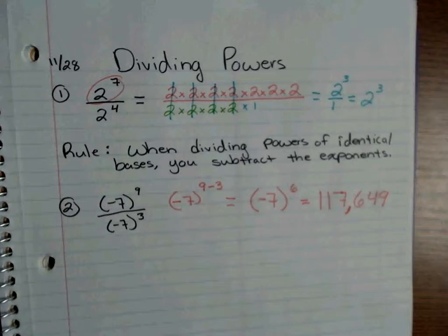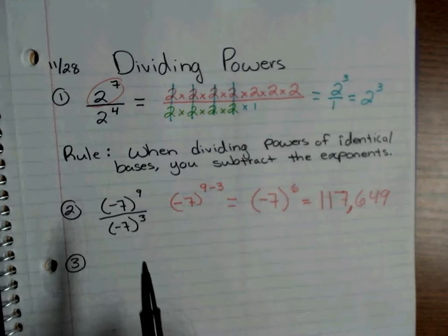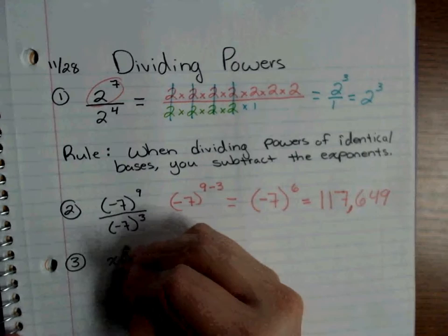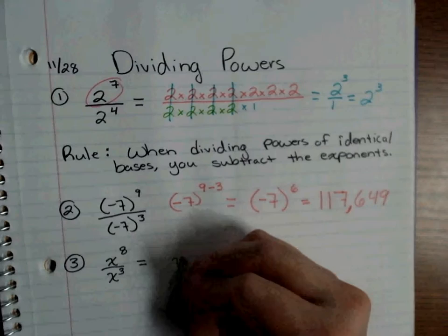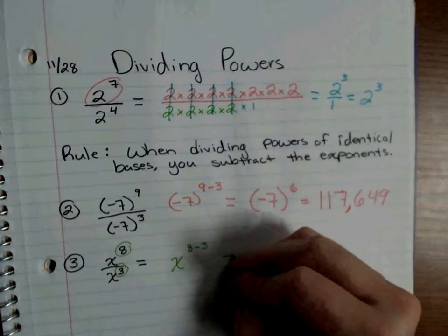Now, the reason that the rule is so important is because are you always going to have just numbers? No. You're going to have variables that you're going to have to do this with as well. So if we have x to the 8th over x to the 3rd, what is that going to yield? X to the 5th. You've got x, and the exponents are going to be subtracted. You're subtracting the 8 and the 3, so that gives you x to the 5th power. And you can't simplify that, so that's our final answer.